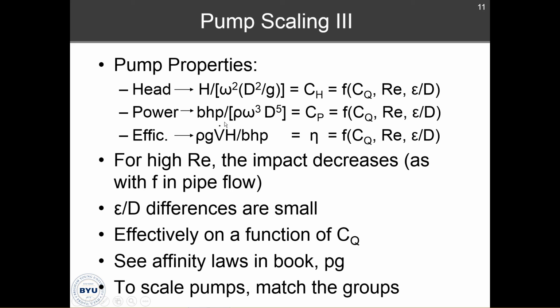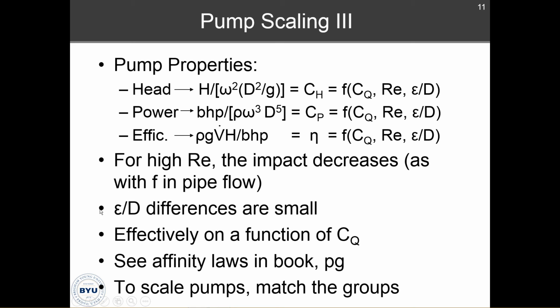Okay? And what we can notice is that for high Reynolds number, the impact of the Reynolds number on these parameters decreases, just like the friction factor f decreased in pipe flow as Reynolds number increased. If you remember on the Moody diagram, those lines leveled off and became smooth without any appreciable decrease after time. It's what we call fully turbulent. That same thing happens in a pump. The impact of Reynolds number decreases as the Reynolds number gets larger, and so for all intents and purposes, in high Reynolds number flows, we can neglect that.